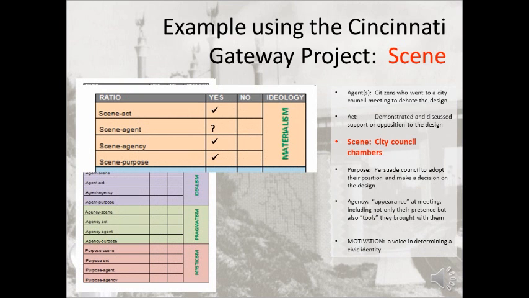Keeping these designations for the 5 elements of the pentad in mind, let's now examine the ratios. The question we ask ourselves, remember, is whether the scene, council chambers, affected each of the other elements, controlling what could happen there. I've answered yes for act, agency, and purpose, and put a question mark under yes for the agent. Here's why.